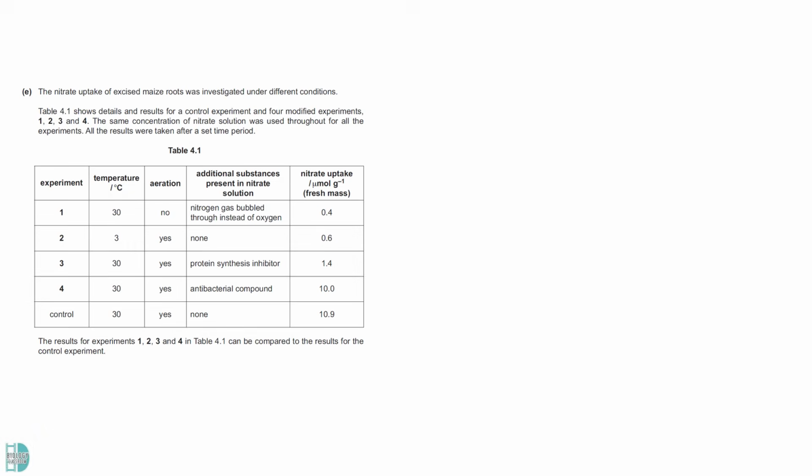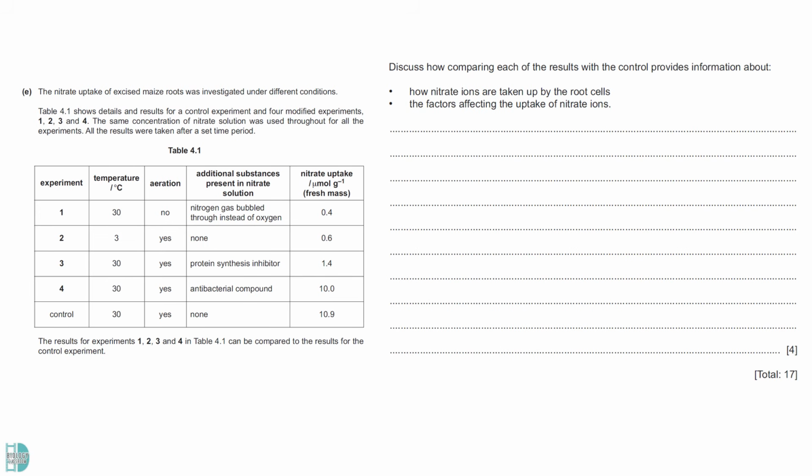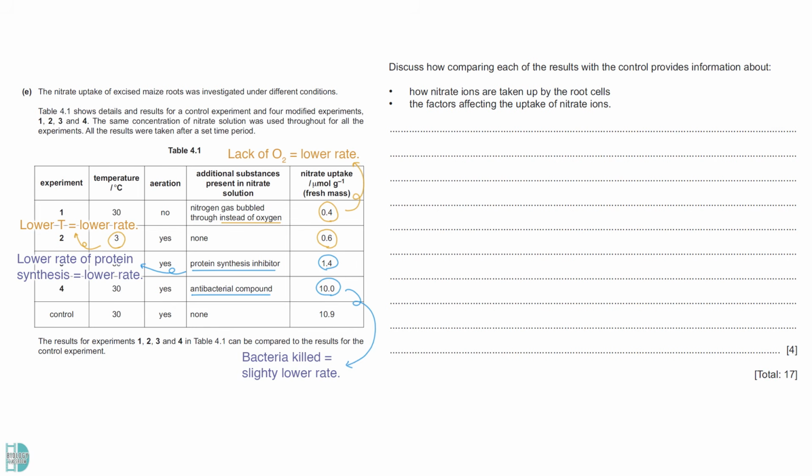E shows us some experiments to investigate how nitrate uptake may be affected by different factors. You are asked to discuss how nitrate ions are taken up and the factors that affect this process. Let's compare each experiment with the control to determine the effects. 1 shows that a lack of oxygen reduces the uptake. 2 shows us that a low temperature decreases the uptake. 3 indicates that a lower rate of protein synthesis causes a decrease. 4 shows that the uptake only decreases slightly when bacteria are killed.